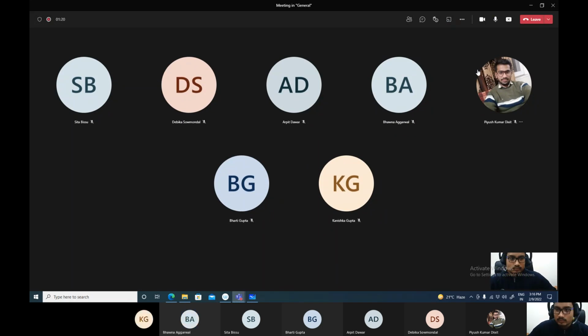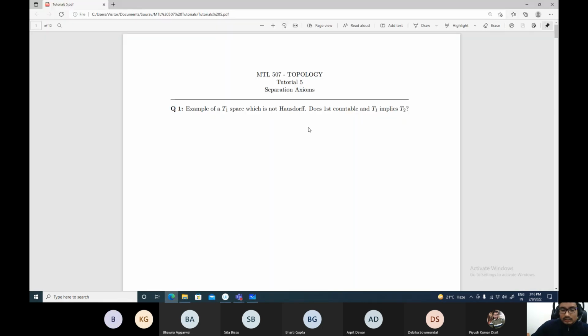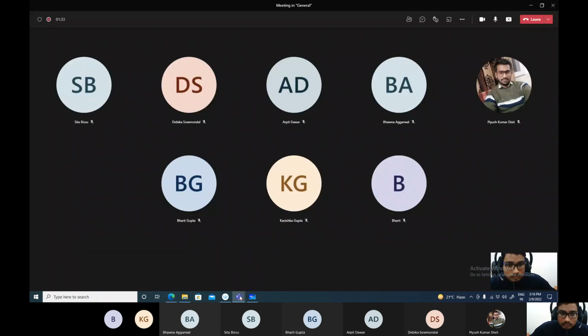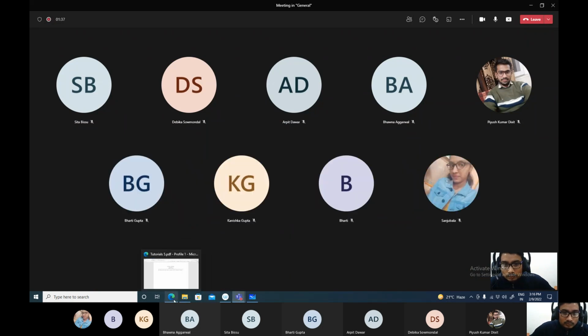Okay, so let's start with the problems. Today we will mainly discuss separation axioms, and maybe in the next session we will discuss something on the Baire category theorem.